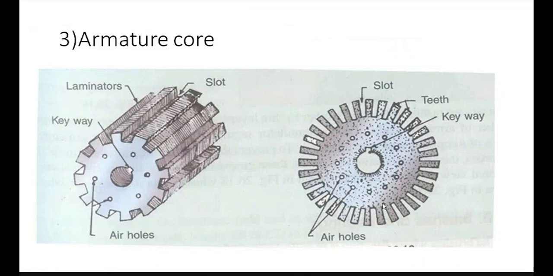Here is the armature. The armature is the rotating part of the machine. On the outside periphery, slots are there, which are used to insert the armature winding, either lap winding or wave winding. Air holes are used to dissipate the heat produced inside the machine. This is one stamping of the armature. Here are the slot teeth. This is a keyway, which is used to fit the shaft. This is the MS shaft.